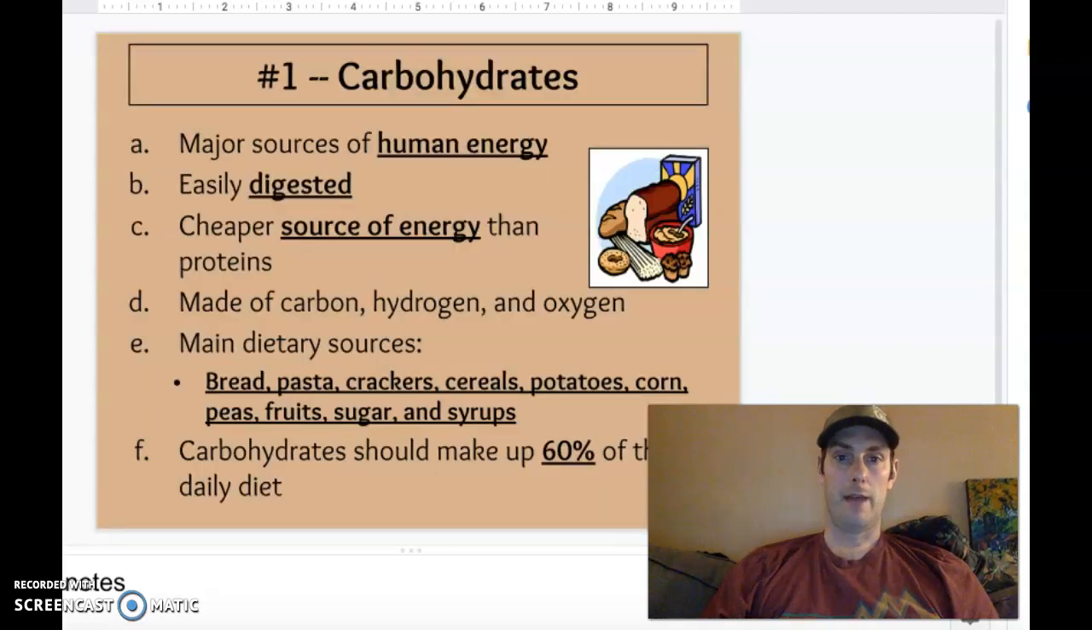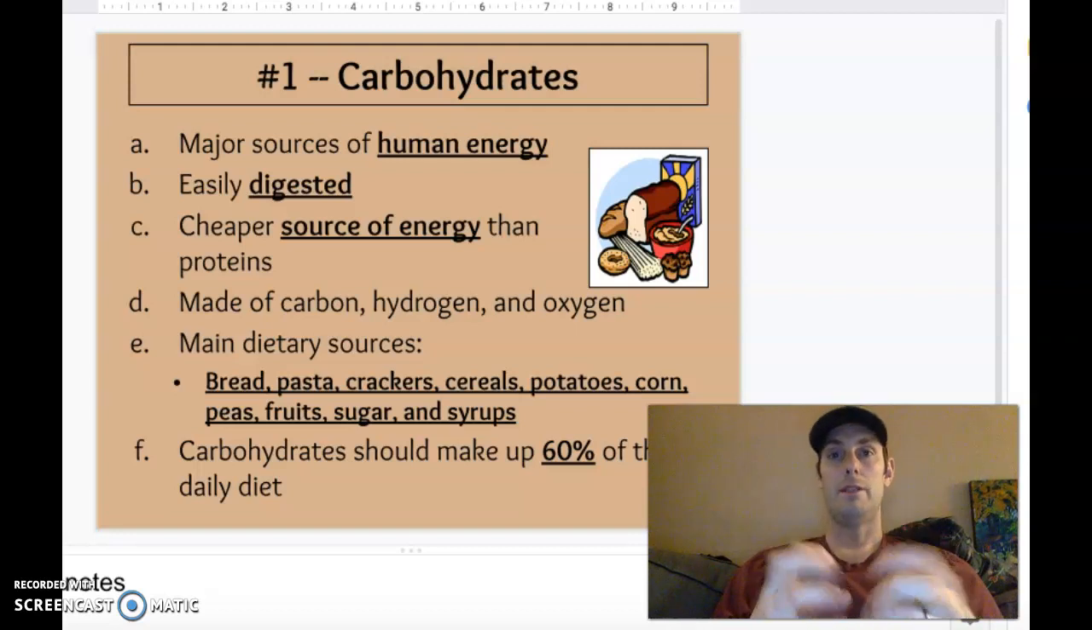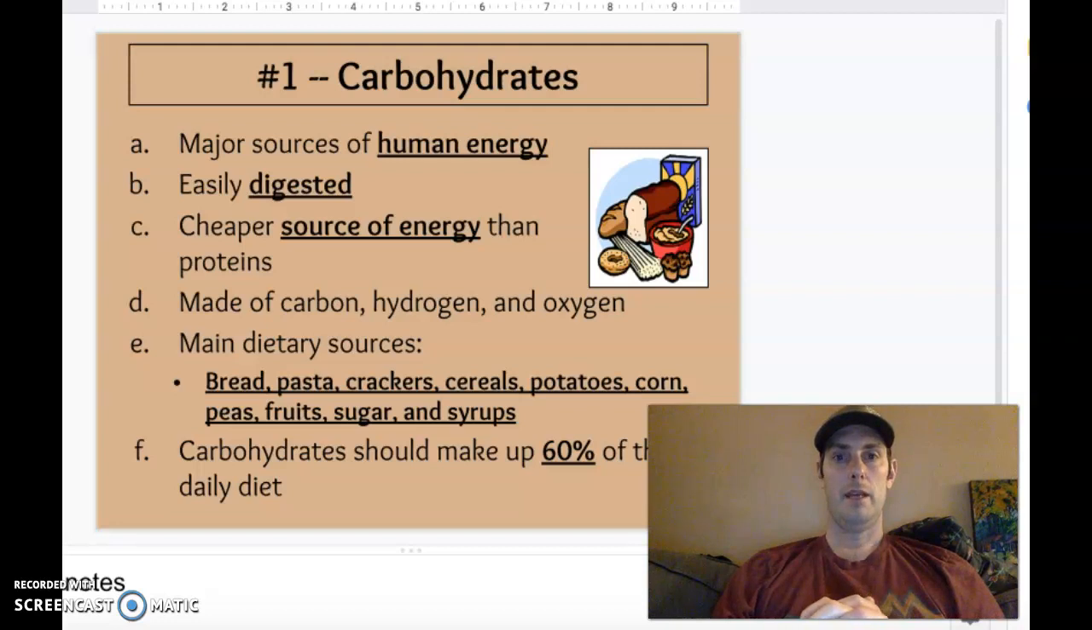So we got through that. The very first nutrient we're going to talk about is carbohydrates. First of all, carbohydrates are a major source of human energy. So when we eat carbohydrates, your body converts those carbohydrates into energy that it needs daily. So it breaks it down into something called glucose, and glucose is really a type of sugar that is in your bloodstream, and your body burns that glucose and uses it as energy.